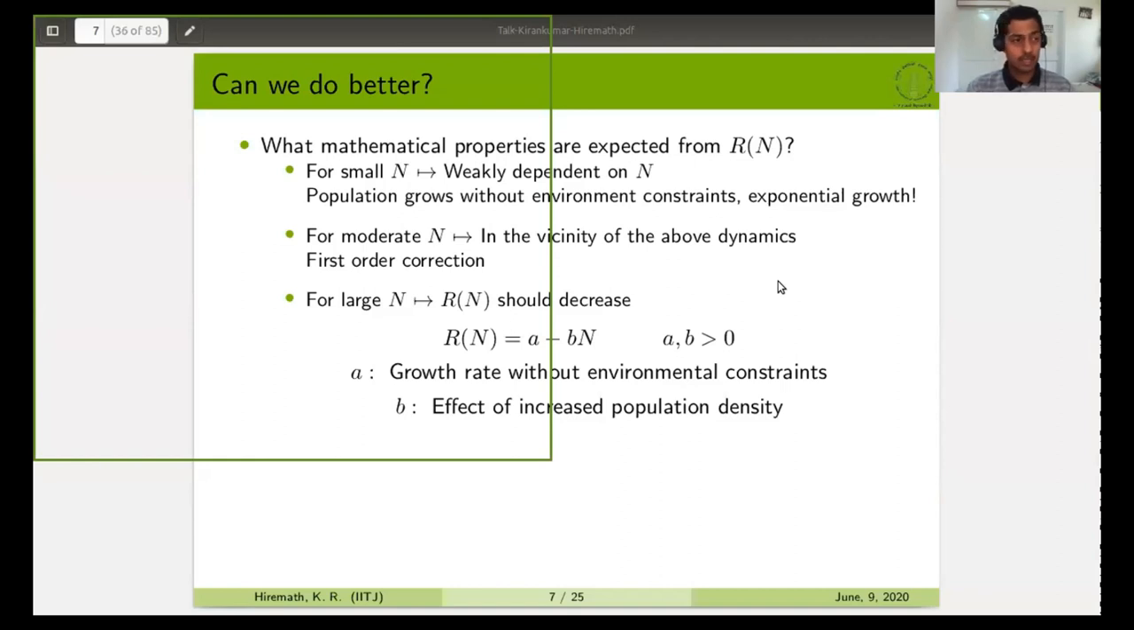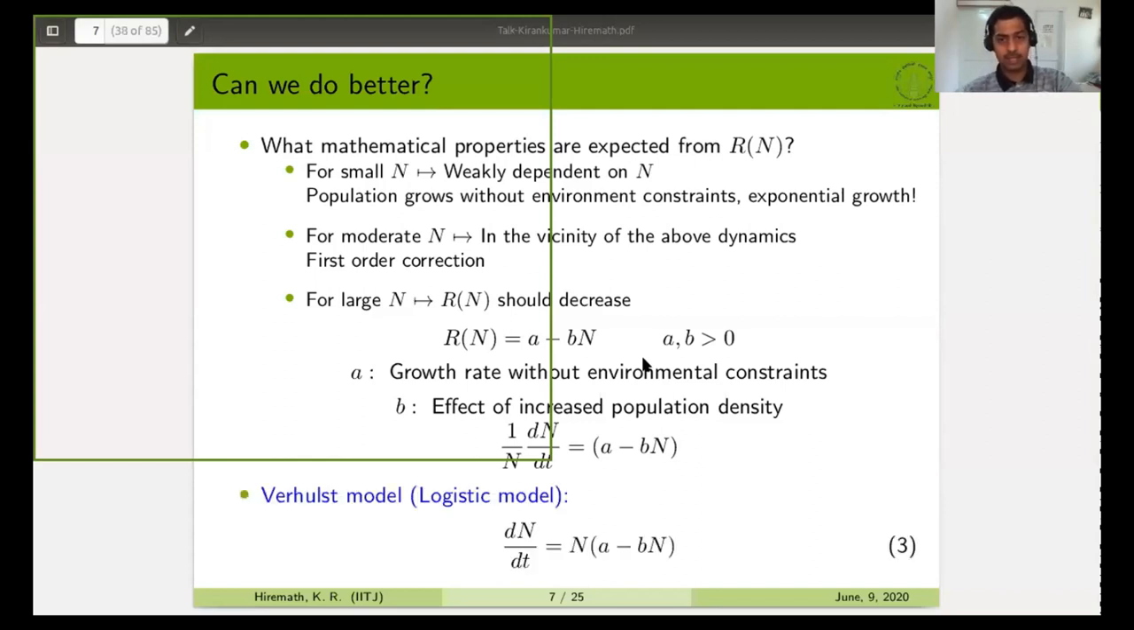Now you will see that there are a lot of models discussing the growth of coronavirus. So why are there different models? One reason is that different models are estimating different values of b, and with that the model changes. So the relative growth rate of the population will be a minus bn, which gives us this model called the Verhulst model or logistic model. dn by dt is equal to n times a minus bn.